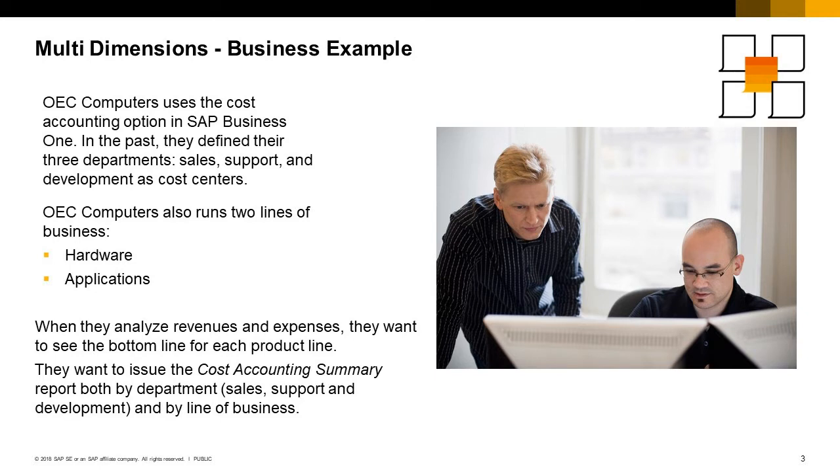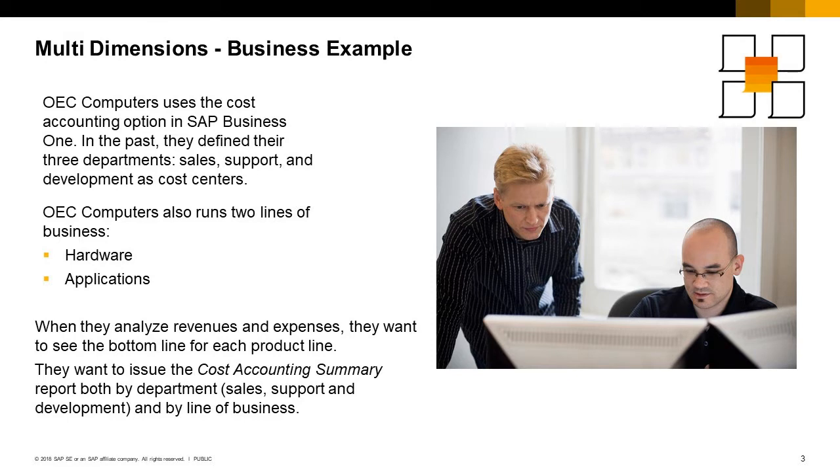In the past, they defined their three departments, sales, support, and development as cost centers. Now, while discussing the products OEC Computers sell, the CEO tells you that they want to analyze revenues and expenses by the two lines of business they run, hardware and applications. They want to see the bottom line for each product line.